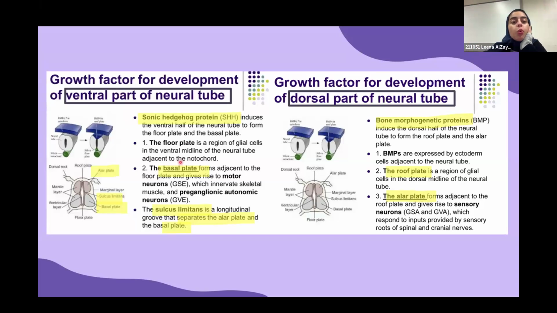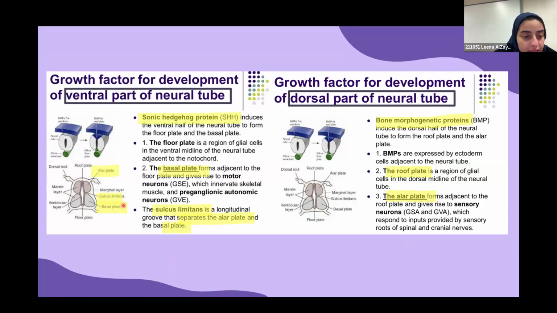Okay, so the ventral is SHH and the dorsal is the BMP. And what's the ventral made up of? It's made up of the floor plate and the basal plate. On the other hand, the back is made up of the roof plate and the alar plate. What separates the ventral from the dorsal? Sulcus limitans. And what is it? The sulcus limitans separates the alar plate from the basal plate. So you're separating the ventral from the dorsal. You're separating the basal from the alar plate.